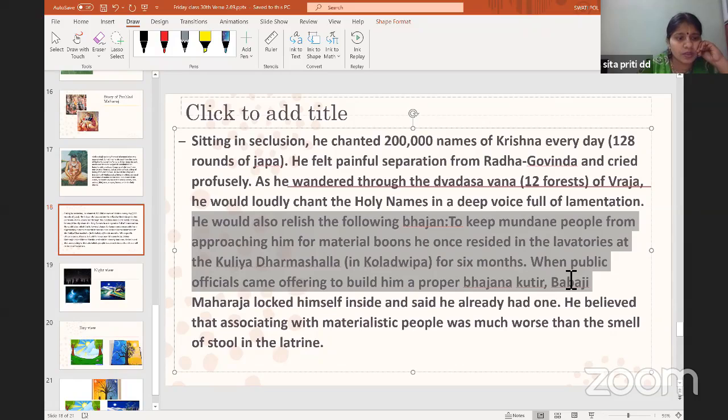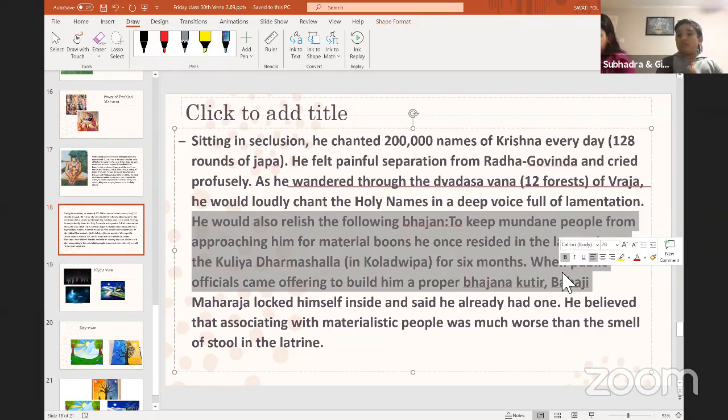Subhadra, you want to read? Subhadra Giridhari, do you want to read? Yes, Mataji, this is Shubhadra. Okay, go ahead, read.